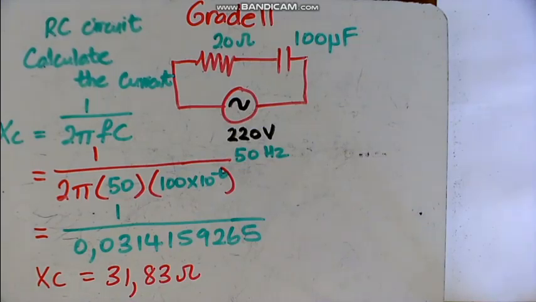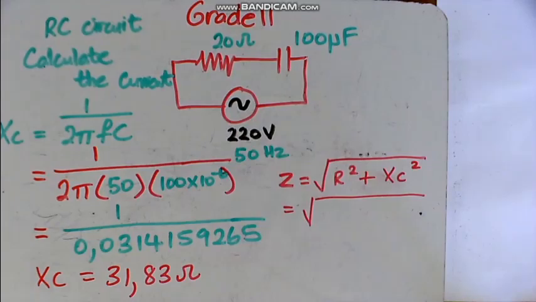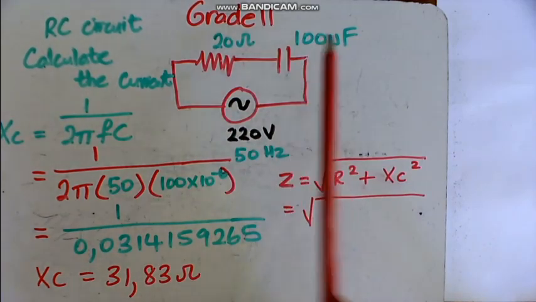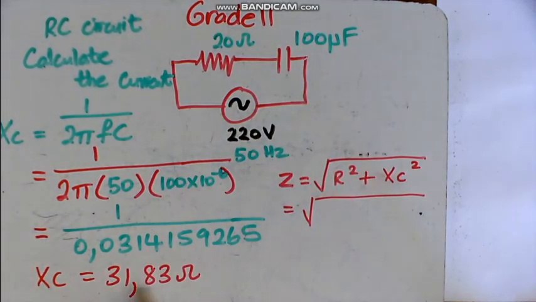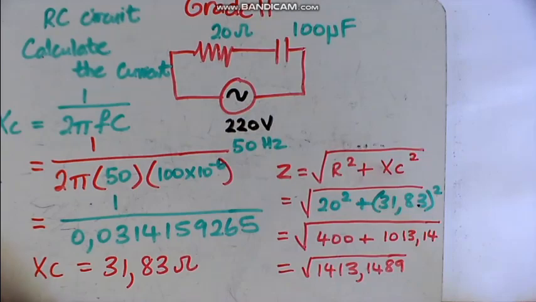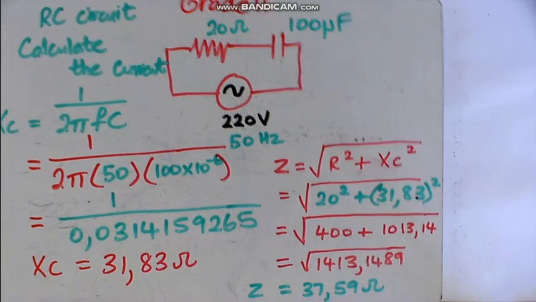Now we can work out the impedance by finding the combined effect between the resistor and the capacitor. Okay, that's our formula for impedance. We're going to substitute 20 for the resistor, 20 squared. We're going to take our reactance for the capacitor and stick it in there, and don't forget to square it, and then find the answer. Alright, and if you have a good calculator, you can just plug it in and get the final answer. And then we get the answer, impedance equals 37,59 ohms.